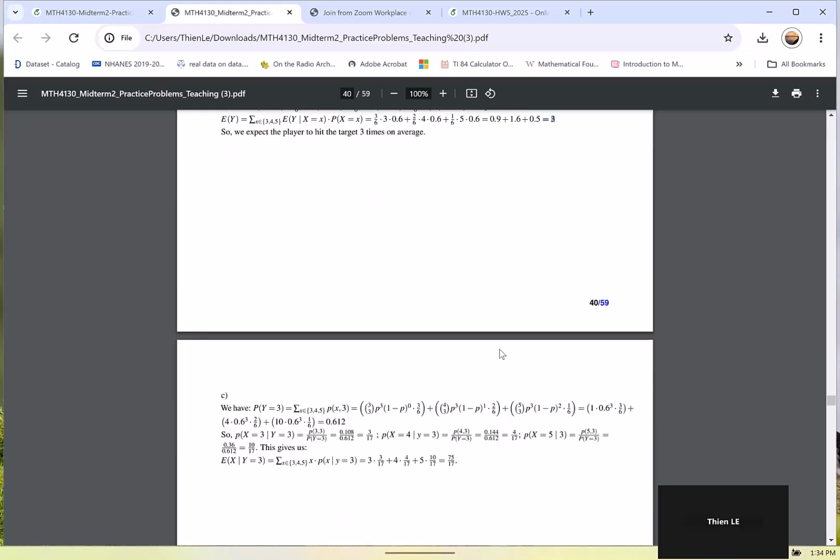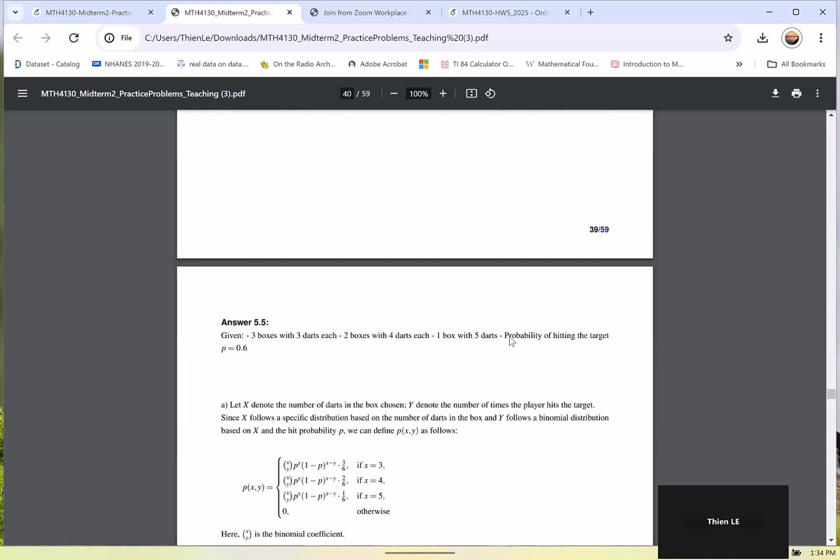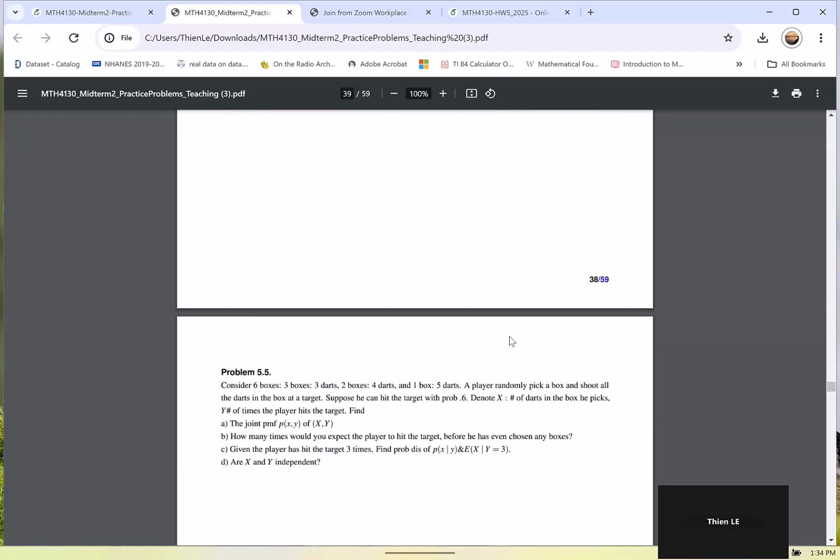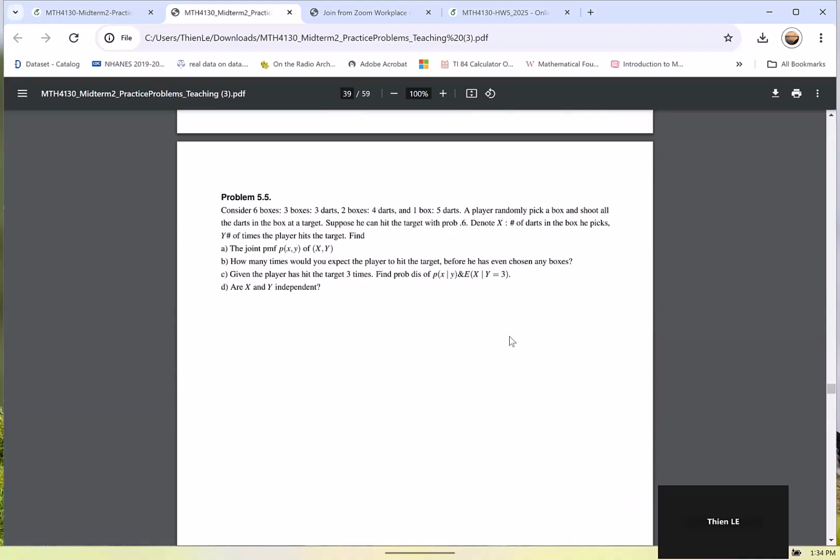And then in part C, they ask how many darts were in the box if he hit 3 times. So now you know that he hit 3 times. What is the probability distribution of X, the number of darts in the box he picks? If you don't know this information, you are more likely to pick a box with 3 darts, because we have more of those boxes, 50%. But here the additional information given to us is that he hit the target 3 times.